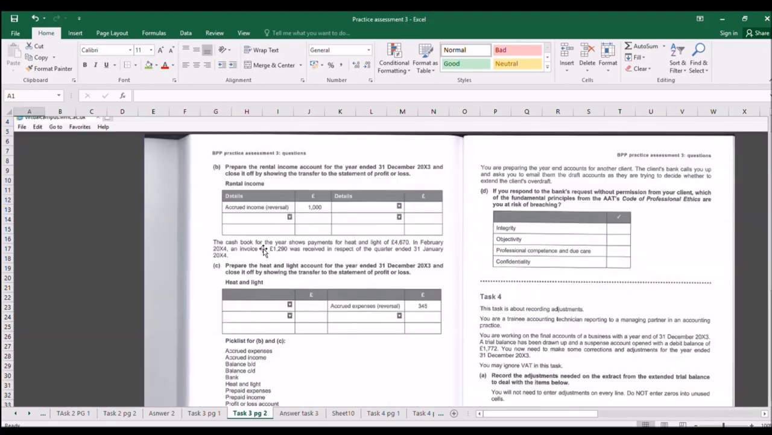Okay, so we have now cleared that one off. Prepare the heat and light account for the year. Oh, so we've done that one, so we've done C.